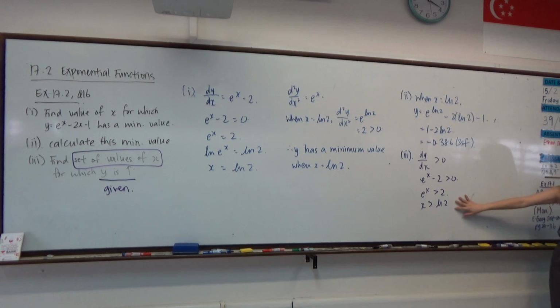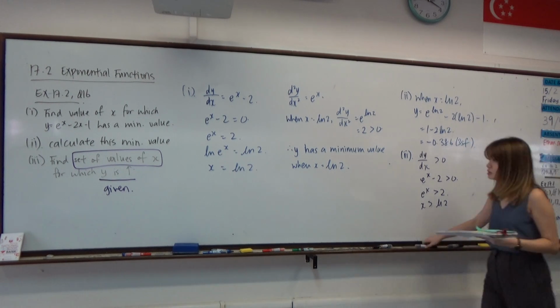Right, part 3, any problems? You understand what I was saying? In this case, x is more than ln 2, that will be the set of values. You can evaluate ln 2 to give the decimal to 3SF, that is also fine. Otherwise, you leave it in exact ln 2, it is also okay. Yeah, that's all.